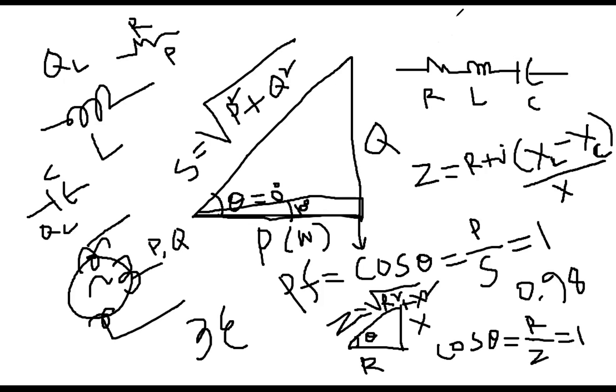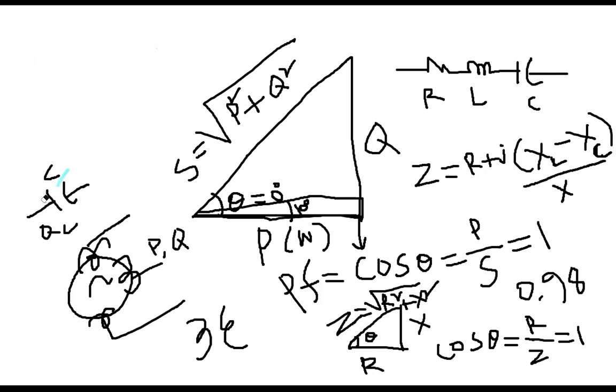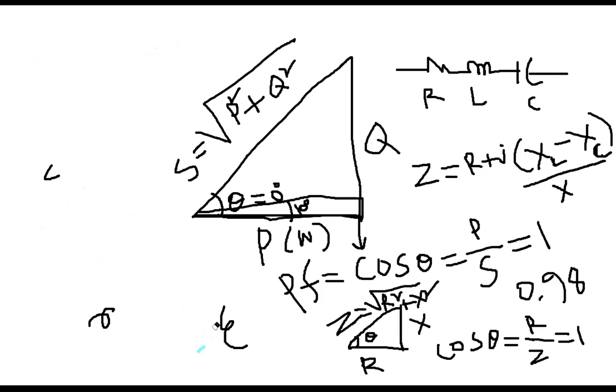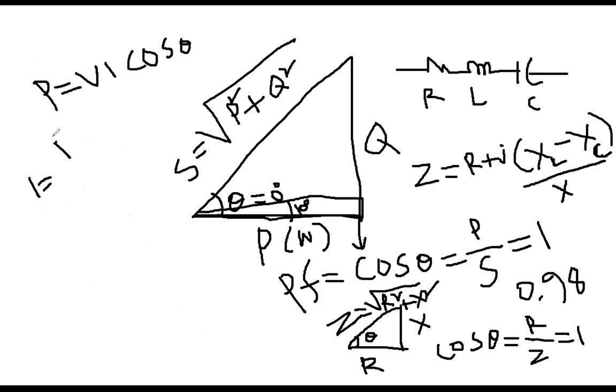So look, another explanation. Let me erase this side. Everybody see my equation? Everybody please look. For example, the equation I wrote, P equals V I cosine theta. From here, I want to derive the I. So what is the I value? I would be P over V cosine theta.